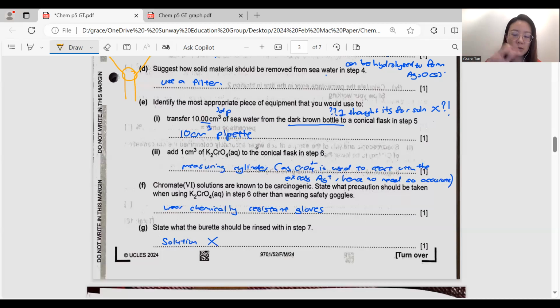So as you can see in the bracket, I wrote that chromate is used to react with the excess silver plus ion over here, the one in the bracket here.